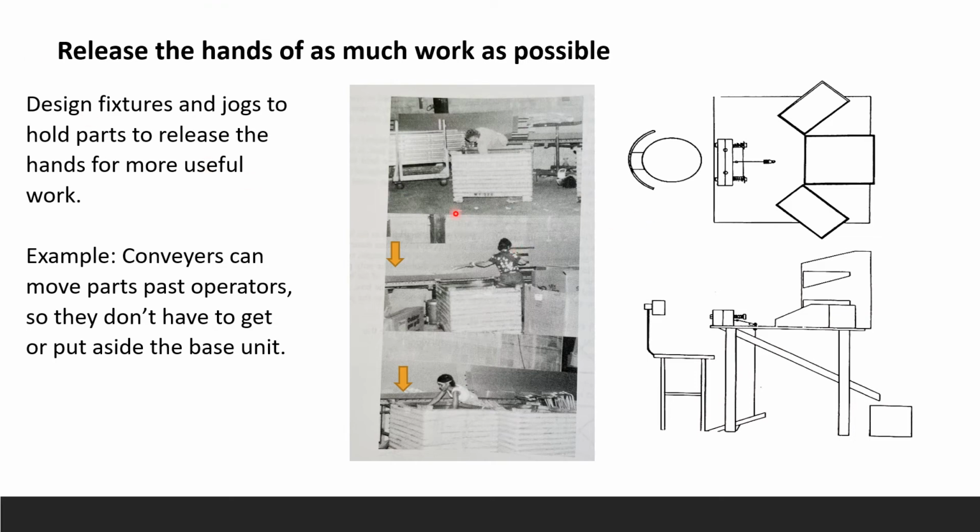And we usually design the fixtures and jigs to hold parts to release the hands for more useful work. So for example, you can look in this picture, you can see the conveyors can move parts past the operator, so they don't have to get or put aside the base units, okay? So here is the same thing. We try to design a workstation to make sure that the operator can release the hands of as much work as possible.